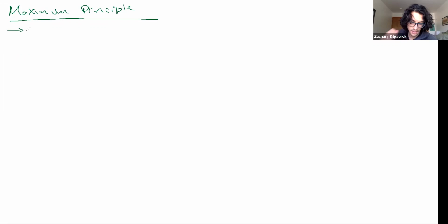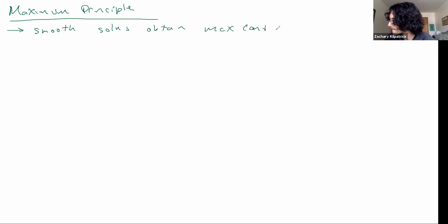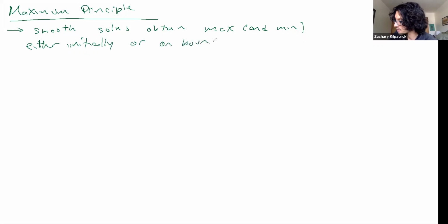Essentially, the main idea is that smooth solutions obtain a max and min, because you can take the negative and say that the negative of the solution obtains a max, either initially or on the boundary.